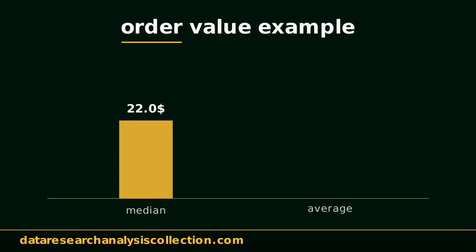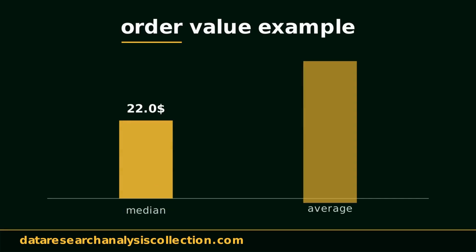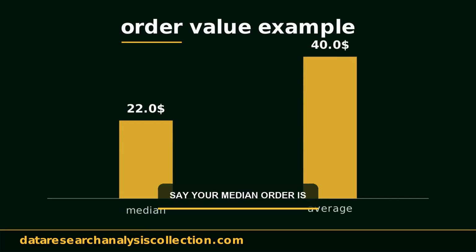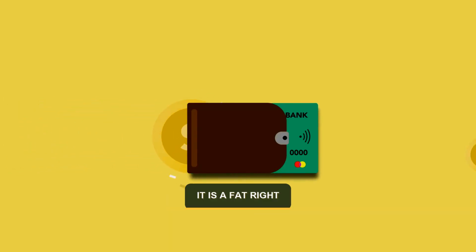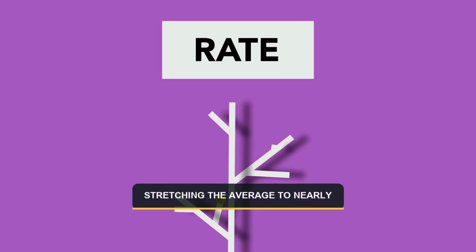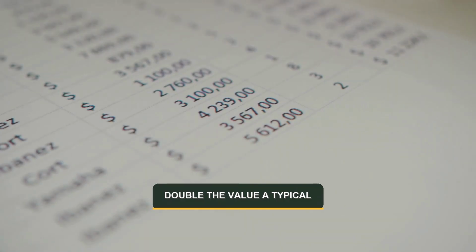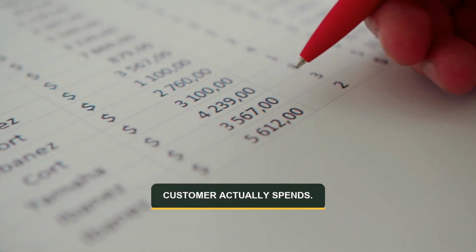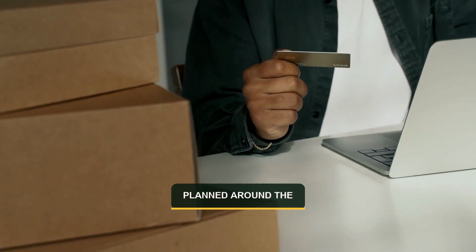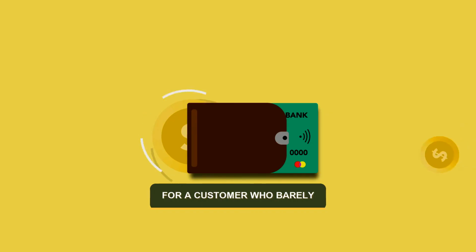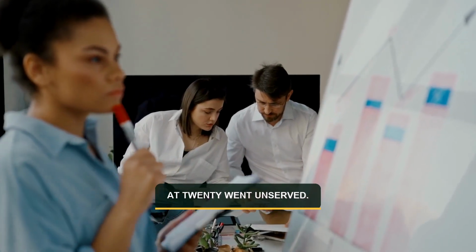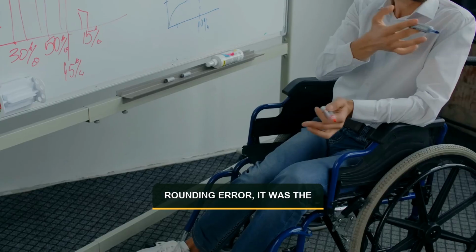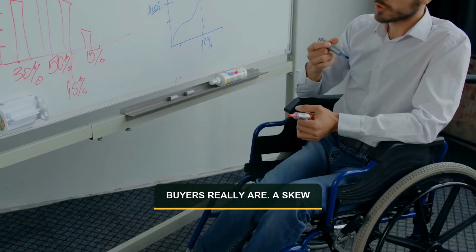Let me make it concrete, and please treat these as illustration, not benchmarks to copy. Say your median order is $22, but your average order is $40. That gap is not noise. It is a fat right tail of large orders quietly stretching the average to nearly double the value a typical customer actually spends. If you had priced or planned around the 40, you would have been designing for a customer who barely exists, while the real crowd sitting at 22 went unserved. The skew was not a rounding error, it was the whole story of who your buyers really are.